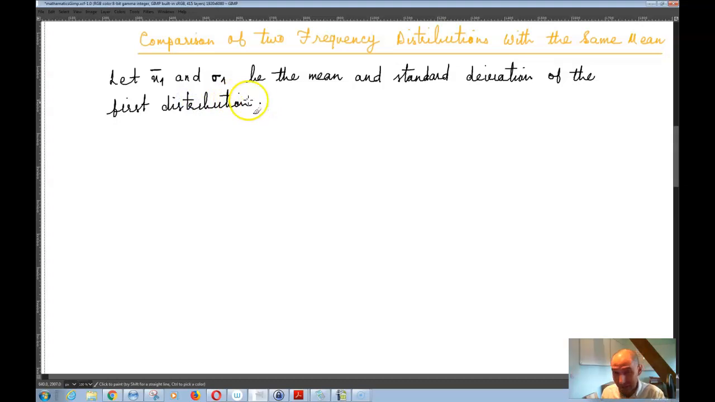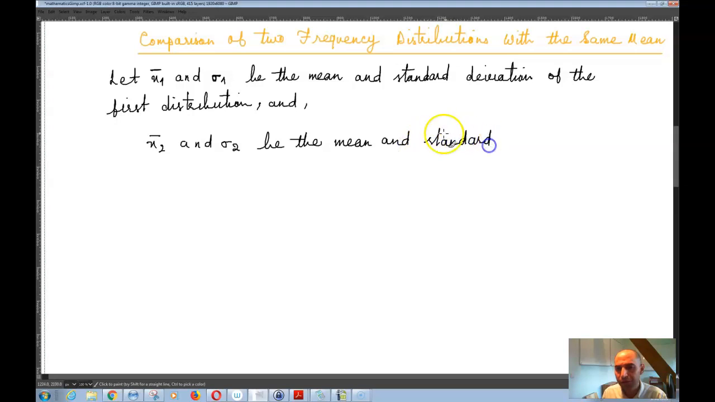And x2 bar and sigma 2 be the mean and standard deviation of the second distribution.